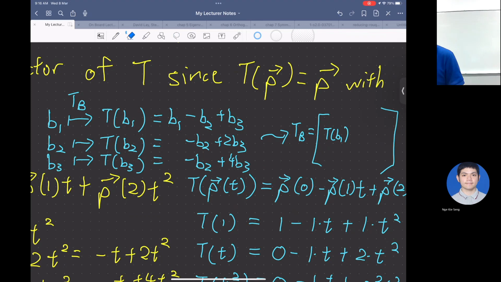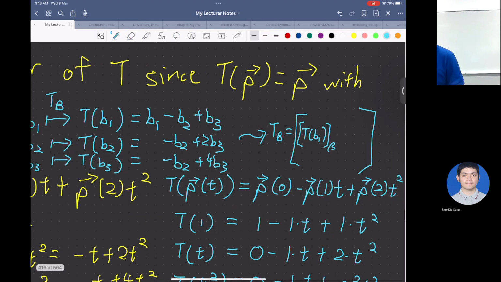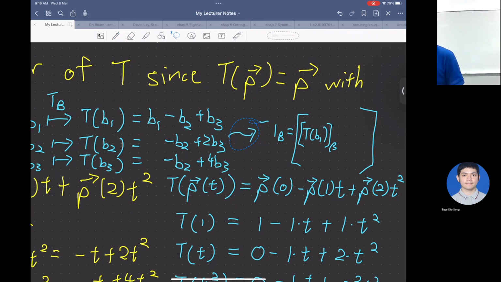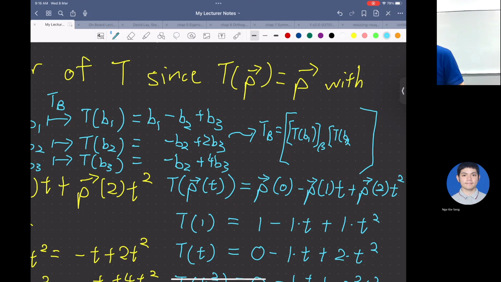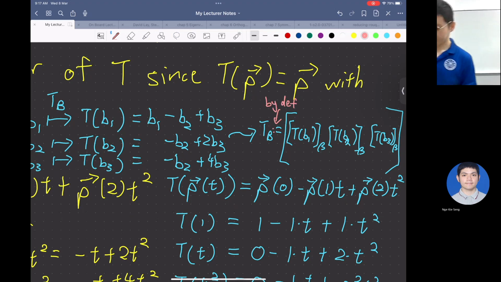So for this short time, you just remember what we need to do, and after that you can figure out why we want to do it like this. So TB is just the coordinate vector of TB1, and then the coordinate vector of TB2, and then the coordinate vector of TB3. Okay, this is by definition. If you don't want to know what's going on, you just use this definition here.